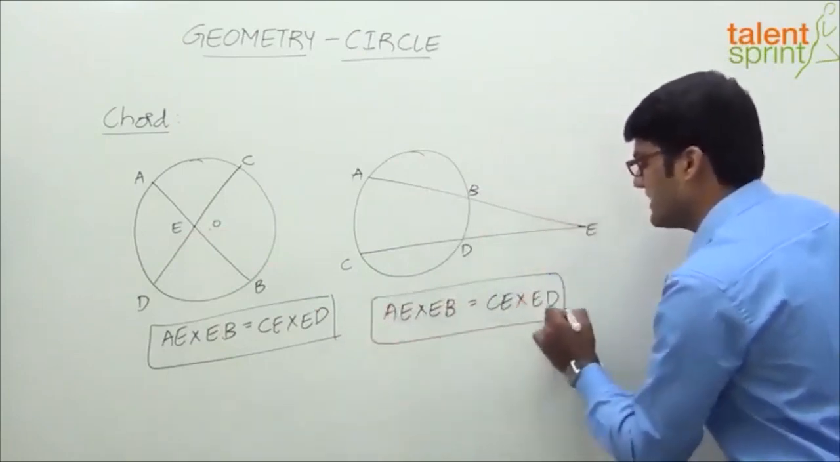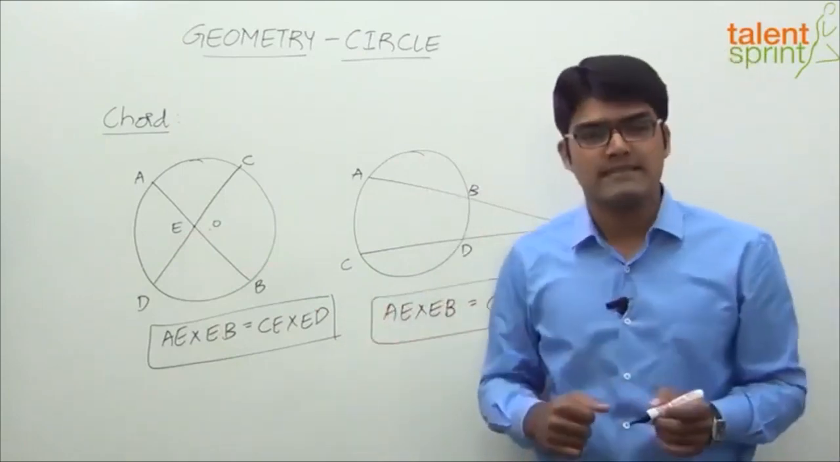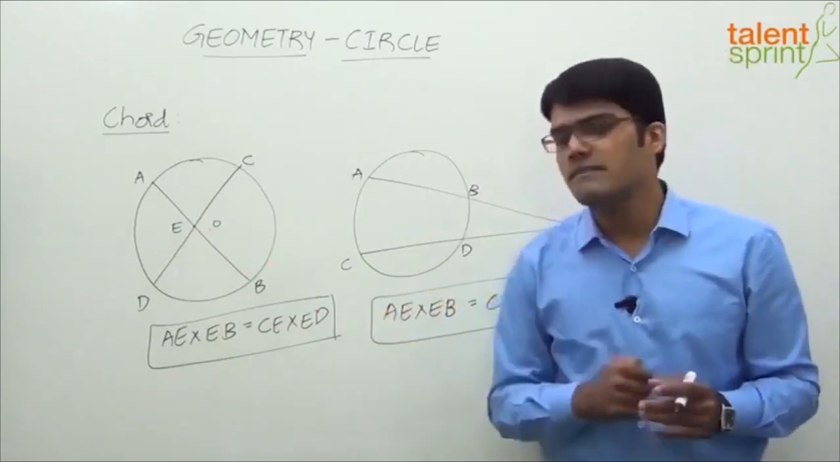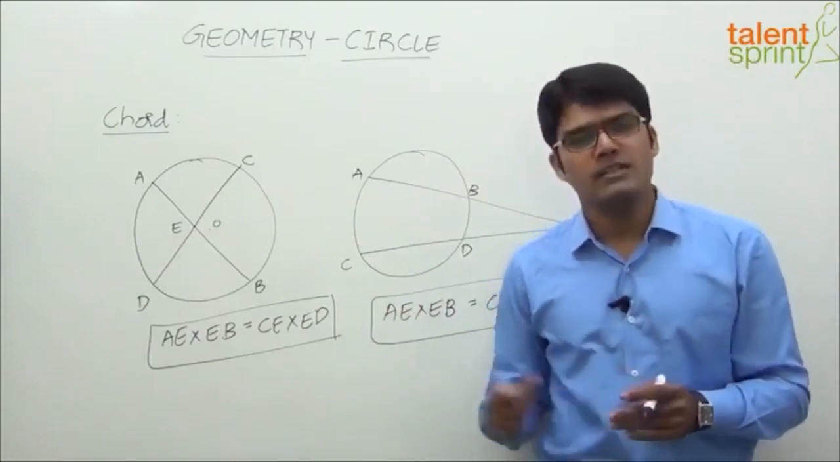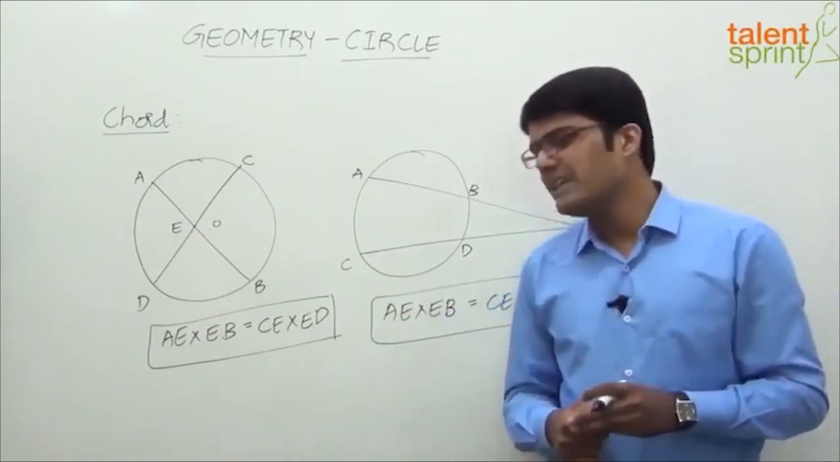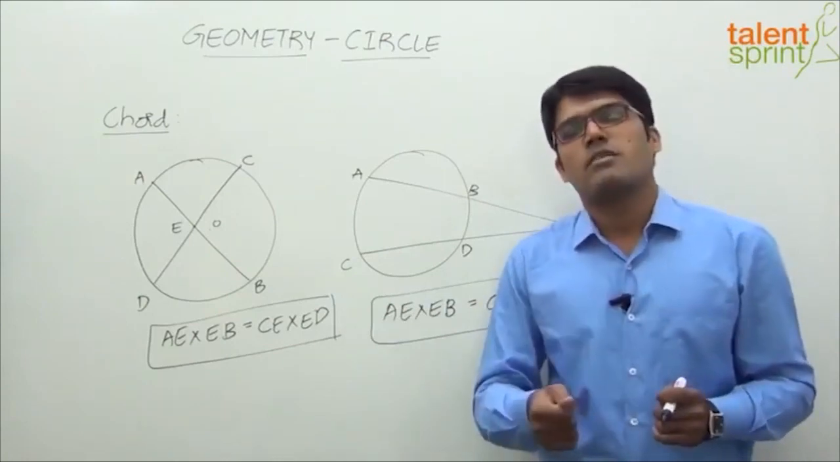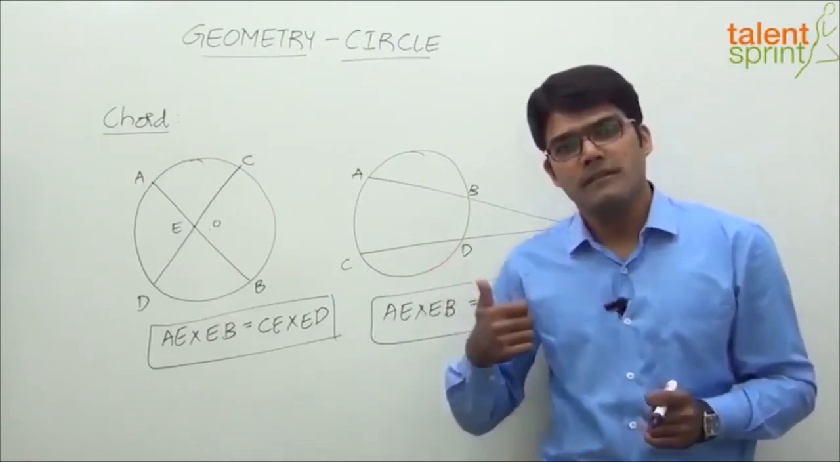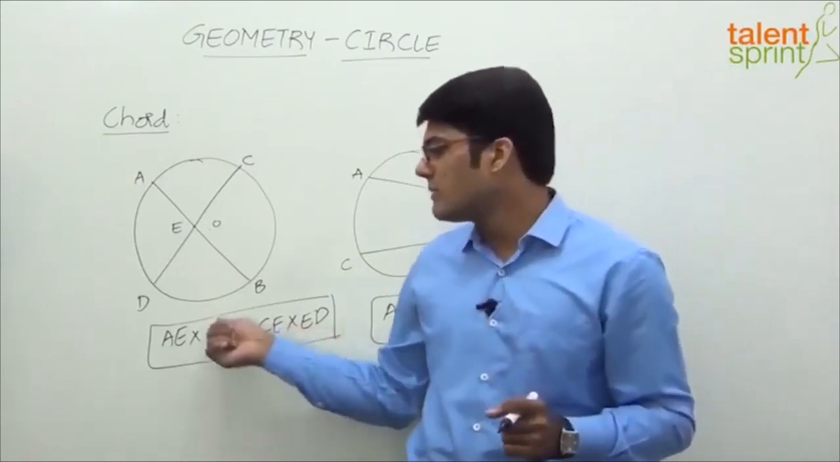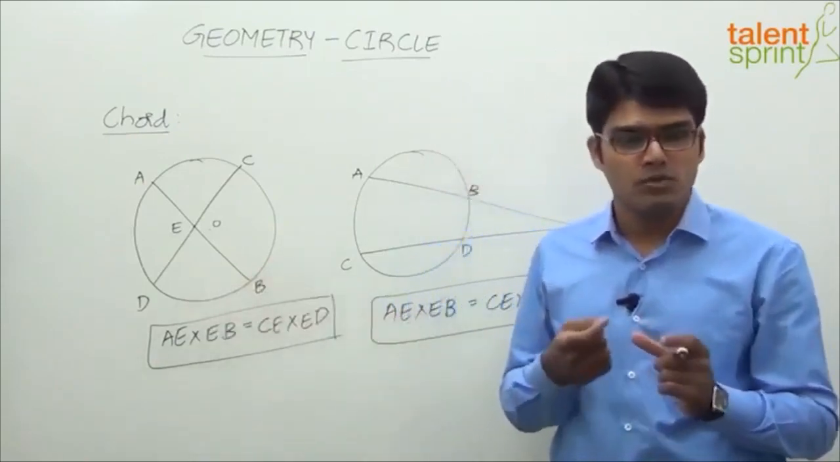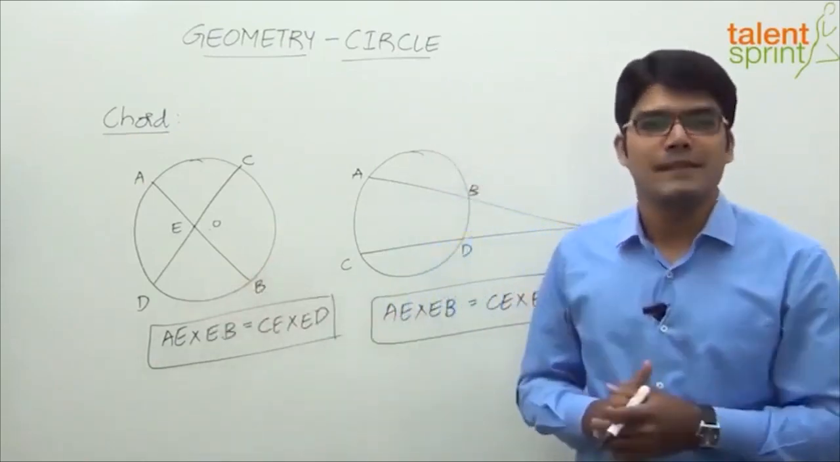So whether the chords intersect internally or externally, we can find this to be always true. This always holds true. So AE into EB, which is the length from one point of the chord to the meeting point, into the length from the other point to the meeting point. The product of those two lengths for both the chords will be equal.